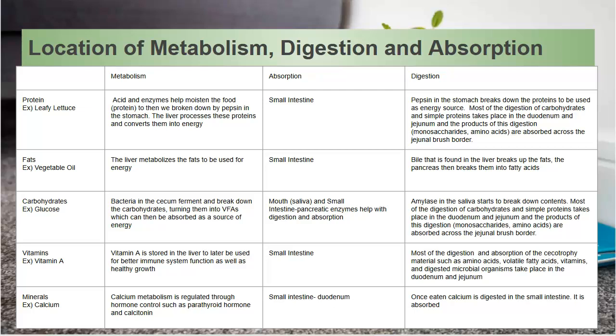Next, we have carbohydrates. An example would be glucose. Bacteria in the cecum ferment and break down the carbohydrates, turning them into VFAs, which can then be absorbed as a source of energy.